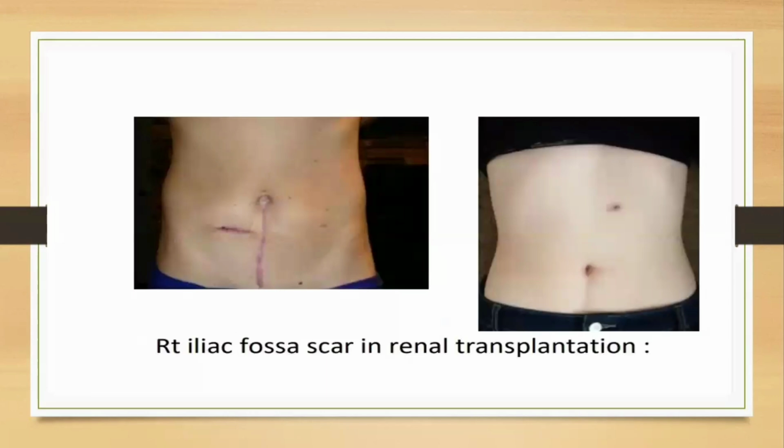Okay. So sometimes for renal transplant, this is another access. Instead of the right iliac fossa scar, this is the scar present from the umbilicus towards the lower abdomen. This is another access, but mostly you will find the scar in the right iliac fossa like this.